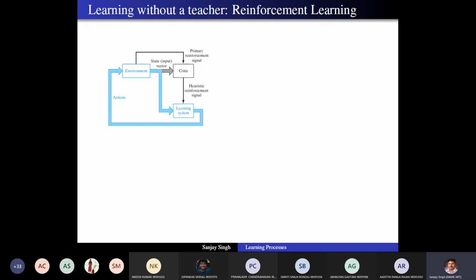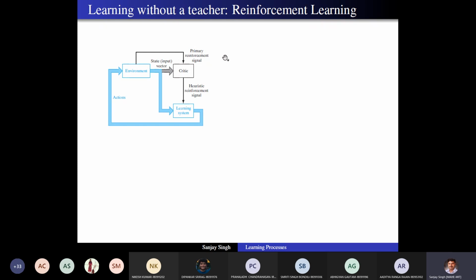Now let's move on to another one, what we call learning without a teacher. Basically this also comes in two flavors: one is unsupervised learning, and another one is reinforcement learning. Reinforcement learning is something we have to discuss a little here. If you see the structure, here you see somebody as a critic. This critic is a system which keeps on telling this.